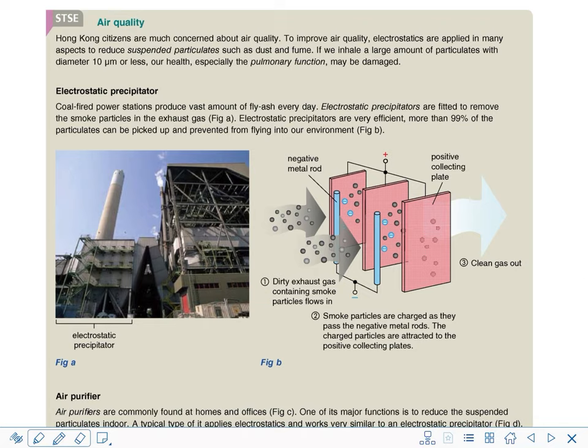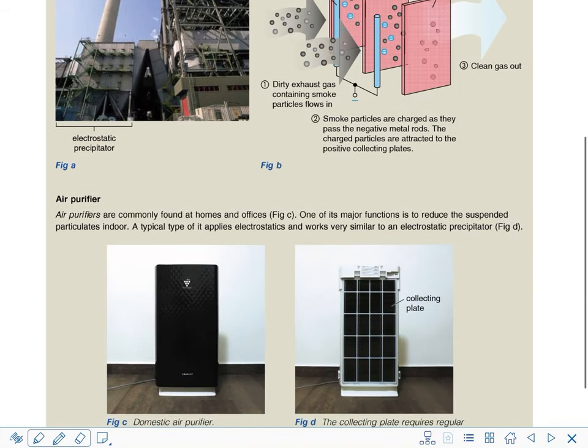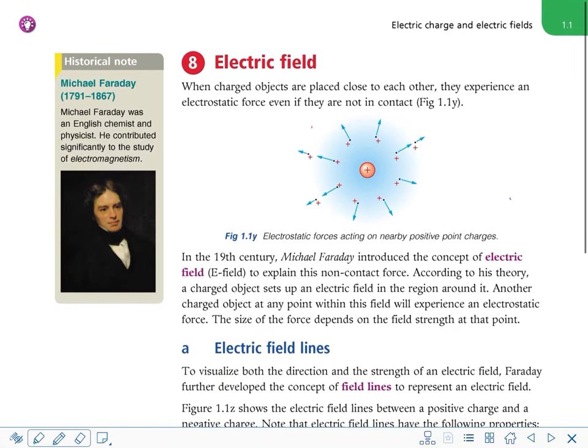We may have some applications for electrostatics. Since we know a charged object can attract a neutral object, even if the object is a conductor or insulator, so it can be used for electrostatic precipitator.